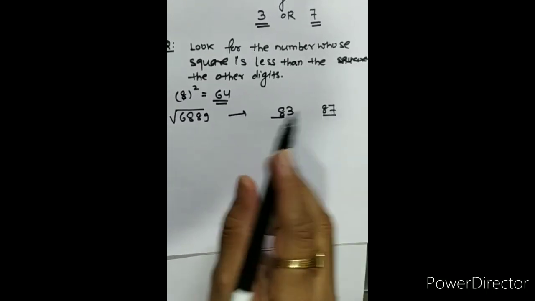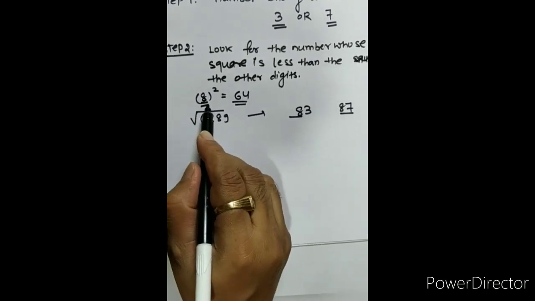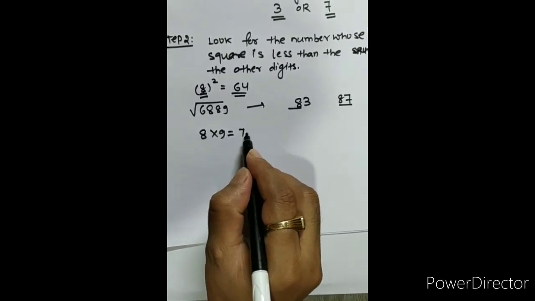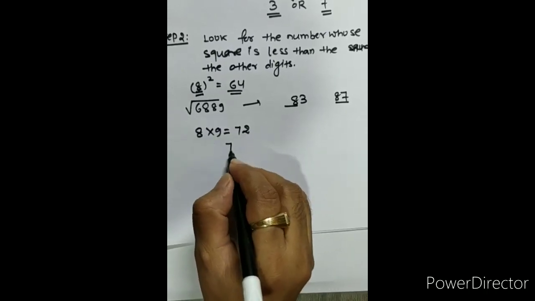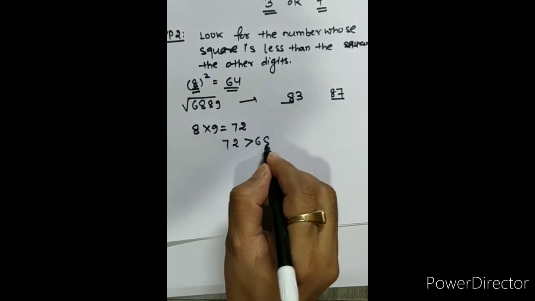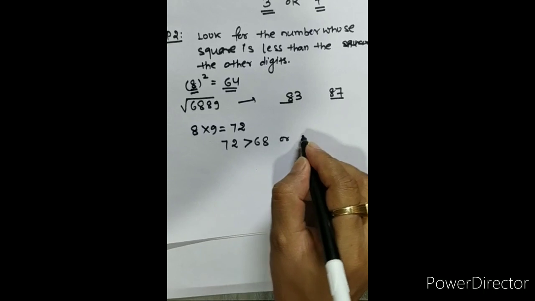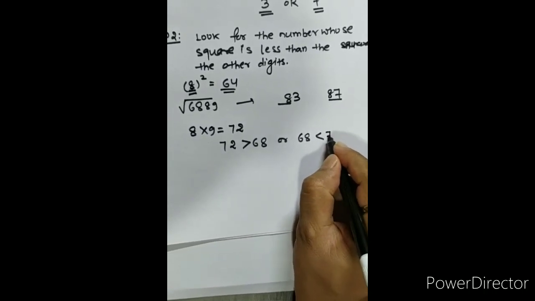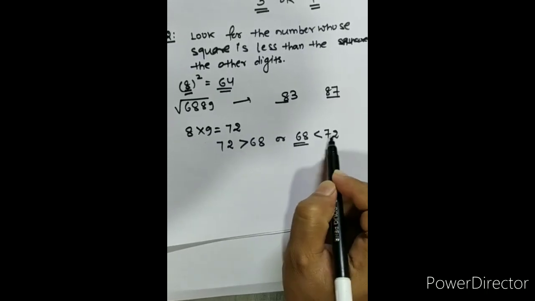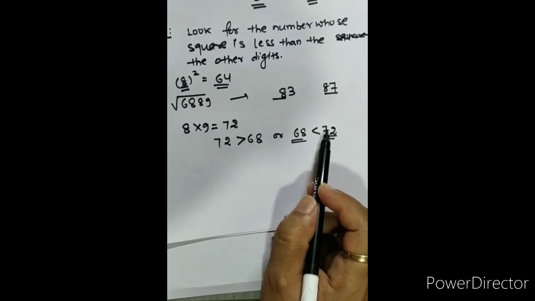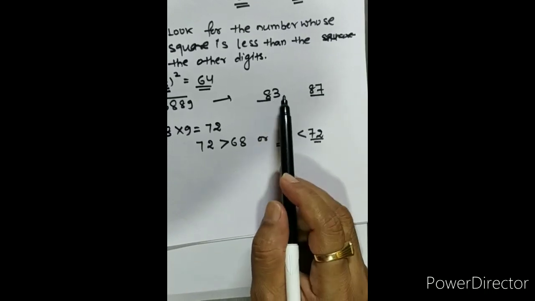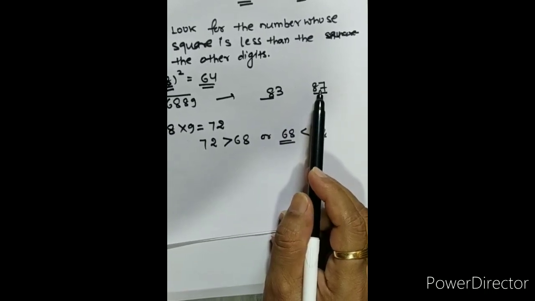The number we had taken was 8, so I will be multiplying 8 and 9. What is 8 into 9? 72. Now is 72 greater than 68? Or you can say 68 is less than 72. Yes, right? So 68 and 72 are the two numbers which will help us identify which of 83 and 87 is the perfect square.